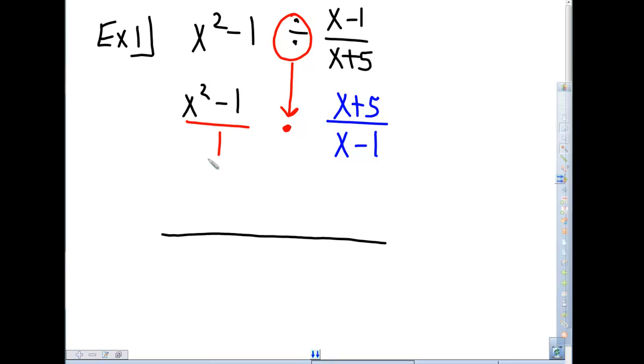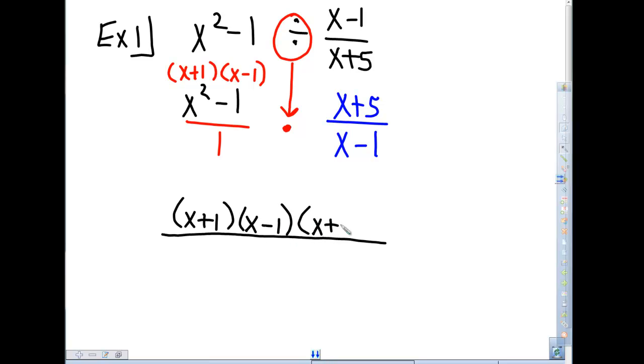x squared minus 1 is a difference of two squares, so the factors will be x plus 1, x minus 1. x plus 5, x minus 1, and 1 are already completely factored. So now I'll rewrite my expressions with my factors instead of the original expression. So x plus 1 times x minus 1 times x plus 5. Notice I am putting my expressions in parentheses. And on the bottom is just x minus 1.